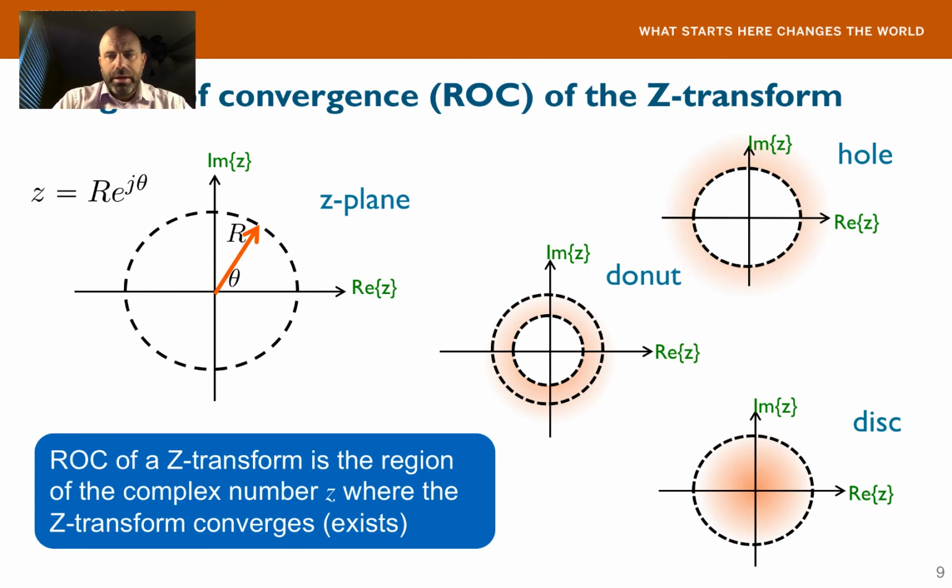So in general, the region of convergence that we consider in the class is only a few possibilities. It can be the entire Z-plane, a hole, a donut, or a disk. The donut is equivalent to the strip in the Laplace transform, so it's the region of convergence bounded by two values. The hole is greater than some value. The disk is less than some value. So the hole corresponds to causal sequences, the disk anti-causal sequences, and the donut mixtures of the two sequences.